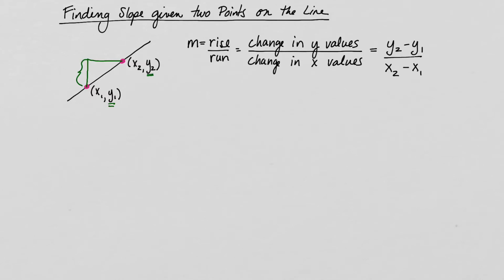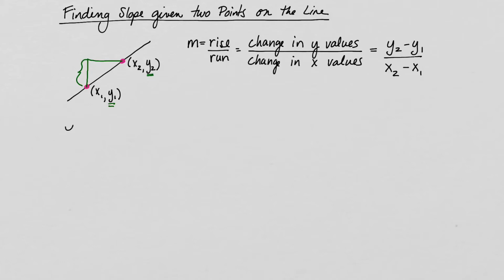Now, you do not have to put the y2 first and the x2 first. If you wanted to write this as y1 minus y2 divided by x1 minus x2, that's okay. You just have to make sure that the 2 and the 1 are in the same order on both the top and the bottom. But I always stick to doing it as y2 minus y1 and x2 minus x1. So let's try some examples.